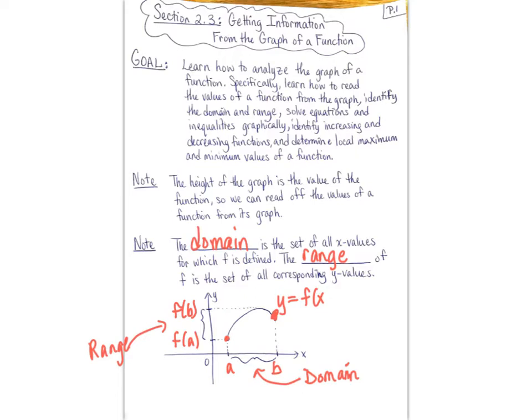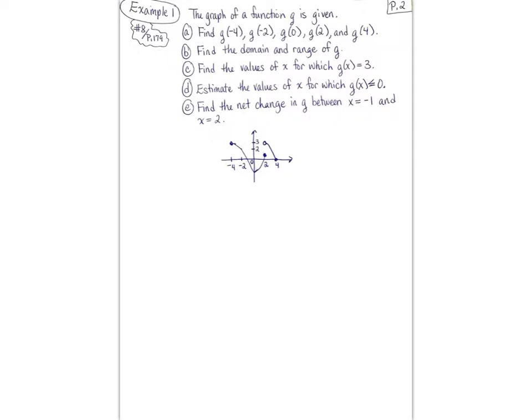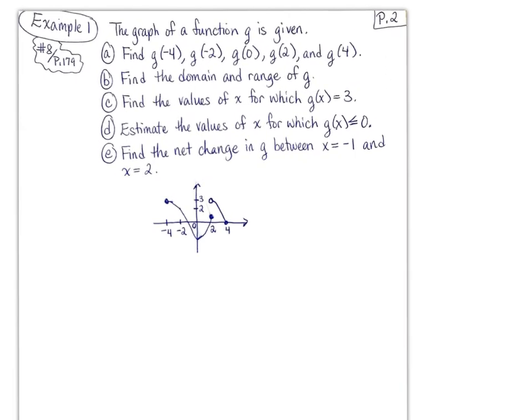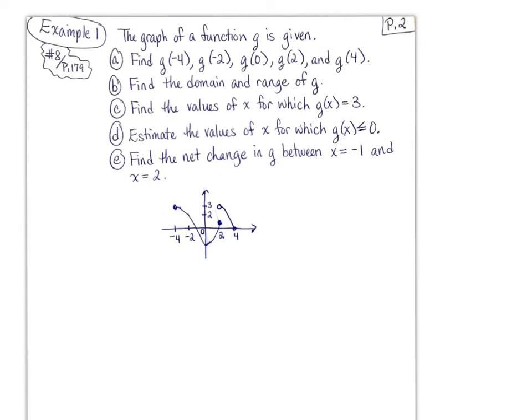So now let's look at an example. Let's go through an example together. So page 2, I'm going to move this over just a little bit, and I'm going to zoom in a bit. Okay? So I've given you the graph of a function. Consider my drawing of the graph, okay? Take that into consideration, okay? The graph of a function g is given here. Find the following. Find g of -4, g of -2, g of 0, g of 2, and g of 4.